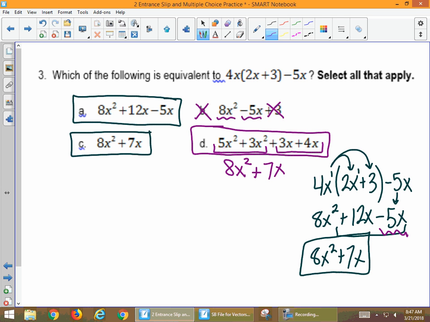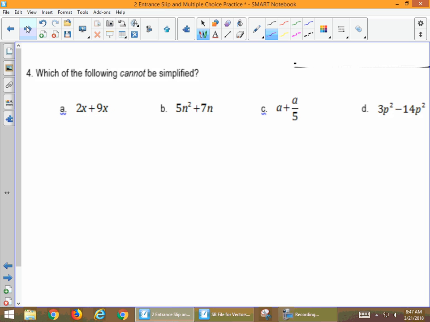So I definitely support you being efficient as you work through the problem, like double check, but you gotta check your answers that you didn't come across as well. 4, which cannot be simplified. Okay, Jeremiah says B. They are not like terms. Can 2x and 9x, can we add those? Yep, that's 11x. So that can be simplified, so that's not an answer.